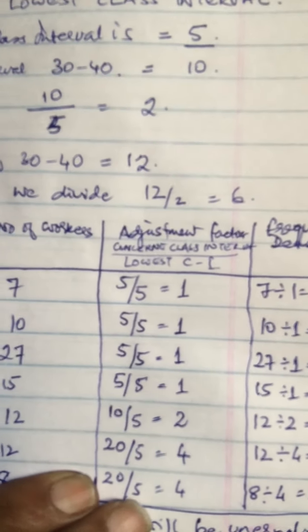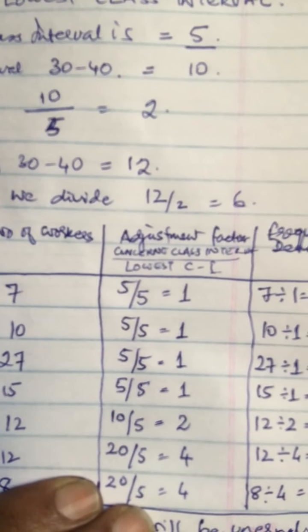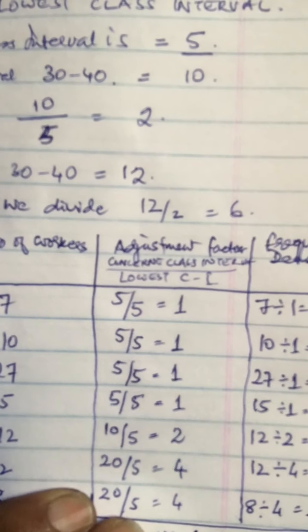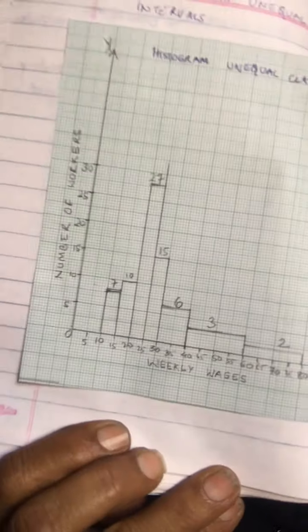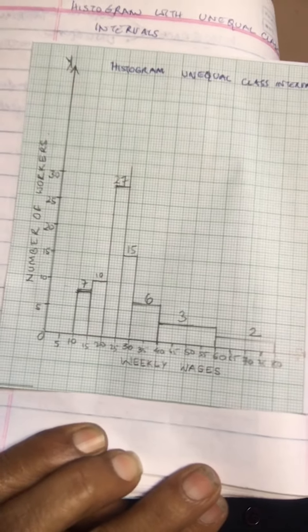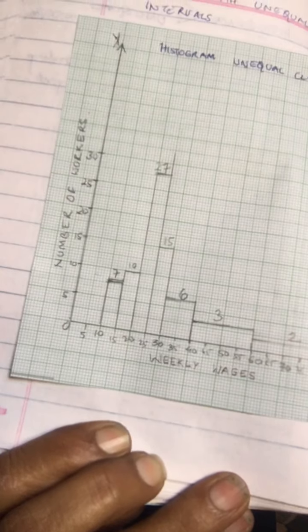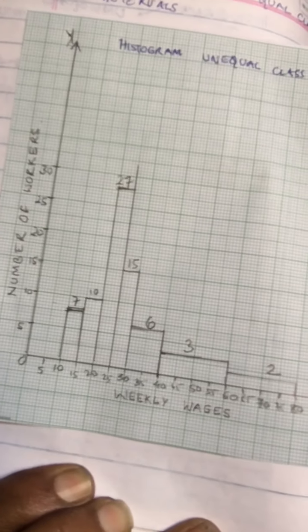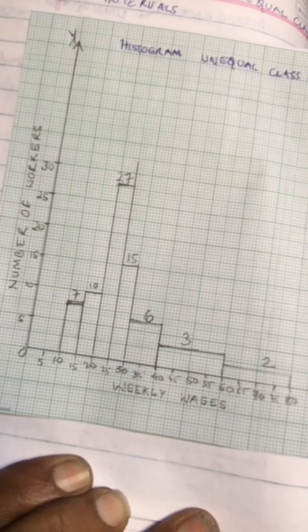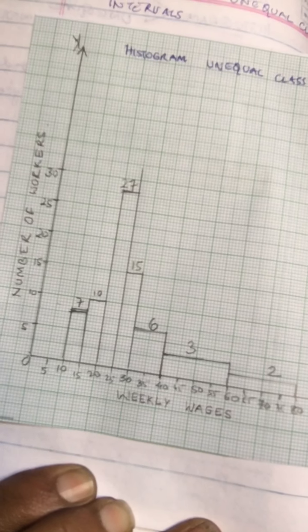And then what is 60 to 80? Again it is 20. 20 divided by 5 is equal to 4. So 8 divided by 4 is 2. Just look at this. This is how we make it. It's very simple. You just have to go through it once, and practice will make you perfect.